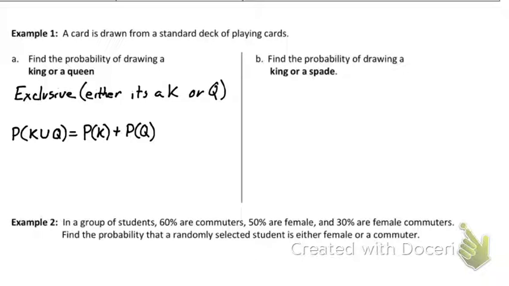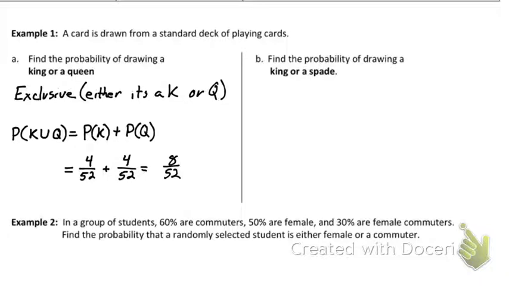What's the probability of pulling a king out of a deck of cards? How many kings are there in a deck of cards? 4. There's 4 of them. So we'll have 4. How many cards are in a standard playing deck? 52. And then we're going to add, same thing for the queens. There's 4 queens out of 52. Now remember, to add fractions, you must have a common denominator. We already have that. And so we're going to have 8 over 52.